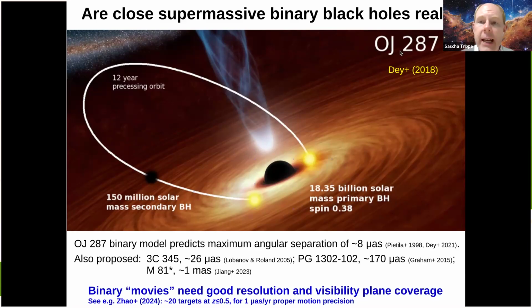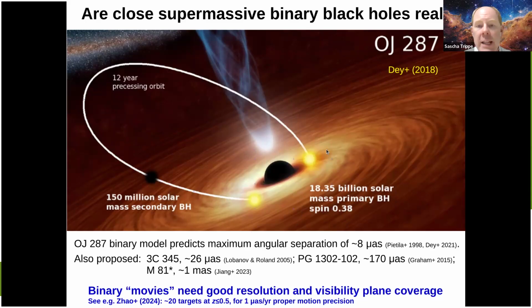So the most famous case is this object, OJ287, where there have been very detailed proposals suggesting that we have a very massive primary black hole, 18 billion solar masses, which is orbited by a much less massive, but still supermassive black hole with about 150 million solar masses. So the center of mass of the system is pretty much the primary black hole, on a 12-year orbit.